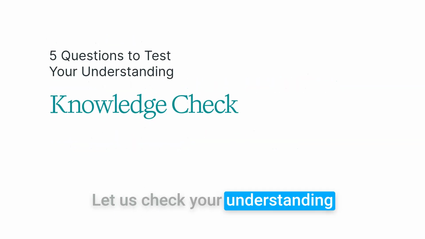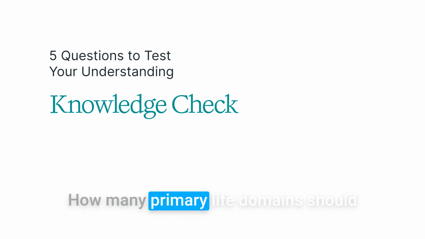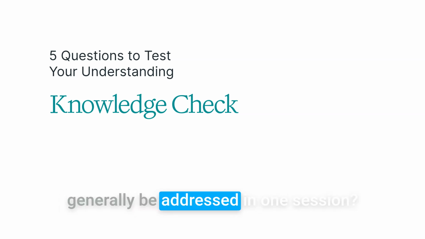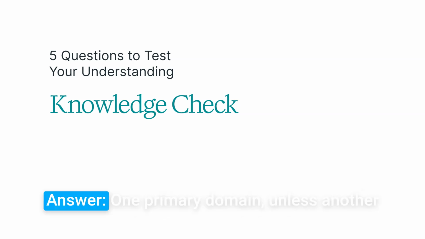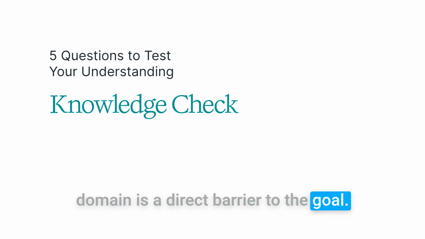Let us check your understanding with 5 questions. Take a moment to think before the answer is revealed. Question 1. How many primary life domains should generally be addressed in one session? Answer: 1 primary domain unless another domain is a direct barrier to the goal.